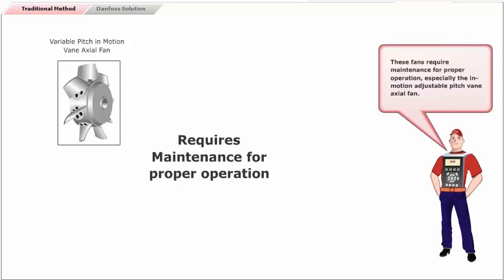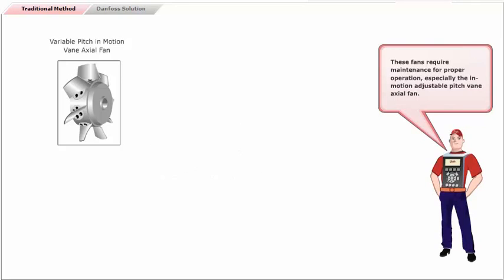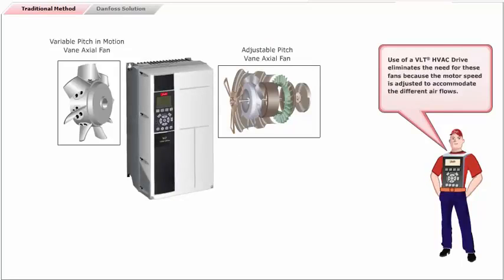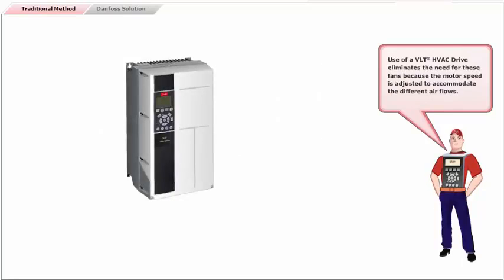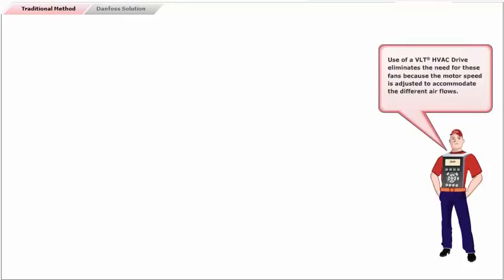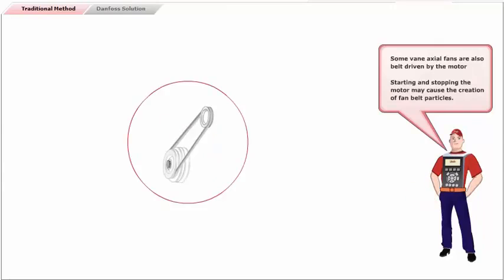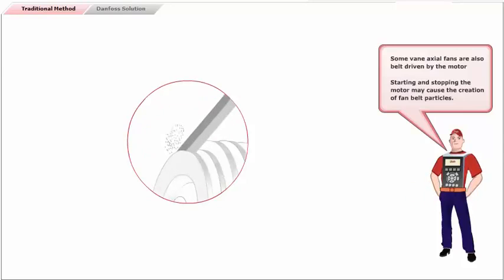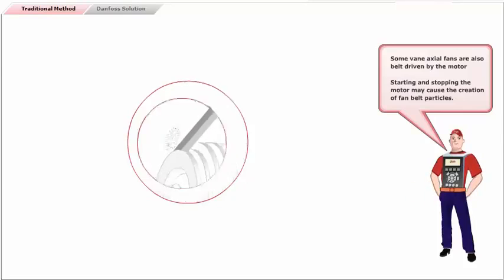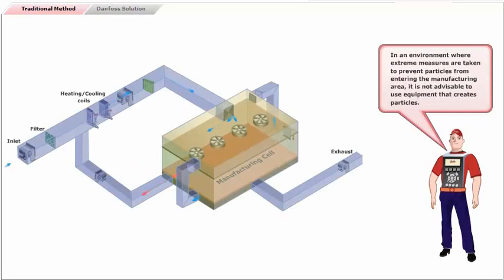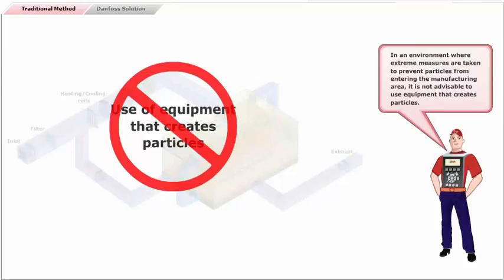These fans require maintenance for proper operation, especially the in-motion adjustable pitch vane axial fan. Use of a VLT HVAC drive eliminates the need for these fans, because the motor speed is adjusted to accommodate the different air flows. Some vane axial fans are also belt-driven by the motor. Starting and stopping the motor may cause the creation of fan belt particles. In an environment where extreme measures are taken to prevent particles from entering the manufacturing area, it is not advisable to use equipment that creates particles.